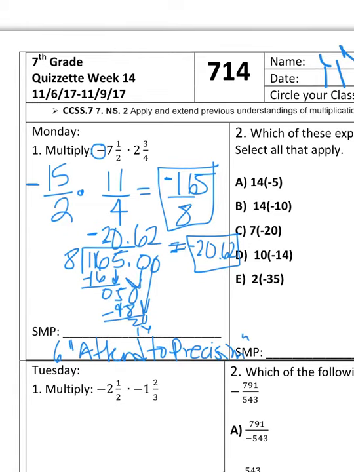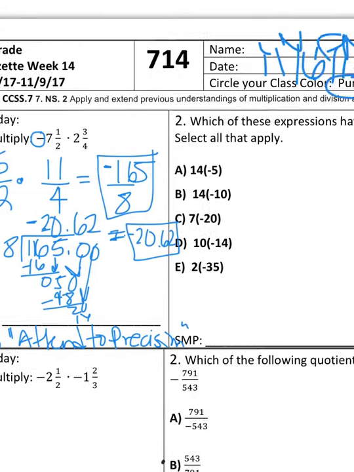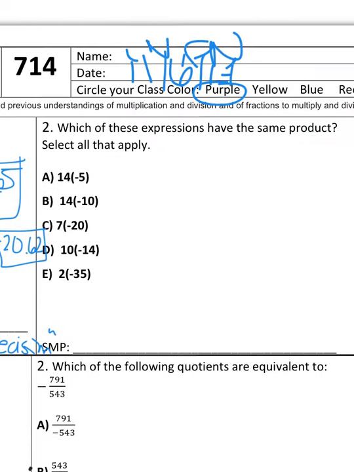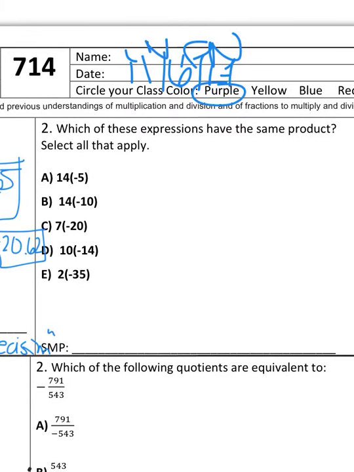All right, number 2. It says, which of these expressions have the same product? Select all that apply. So a positive times a negative is going to be negative. Again, on B, a positive times a negative is going to be negative. This is true for each of the expressions. So you know these are all going to be negative.